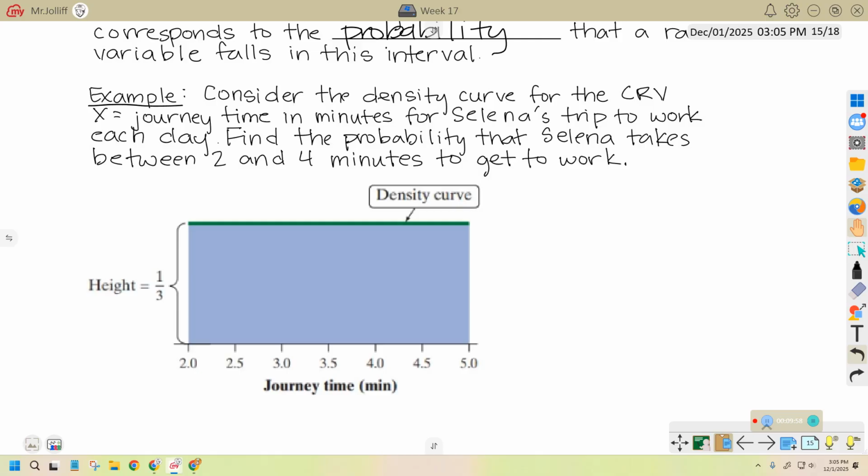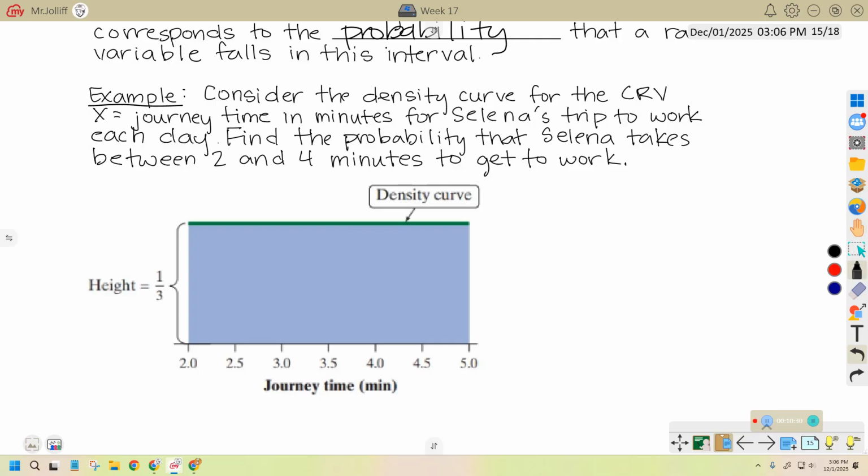Example says, consider the density curve for the continuous random variable x equals journey time in minutes for Selena's trip to work each day. Find the probability that Selena takes between 2 and 4 minutes to get to work. So she clearly lives next door to work. Lucky her. We want to find the probability. Takes between 2 and 4 minutes. And you'll notice they didn't give us a table. They gave us a graph.